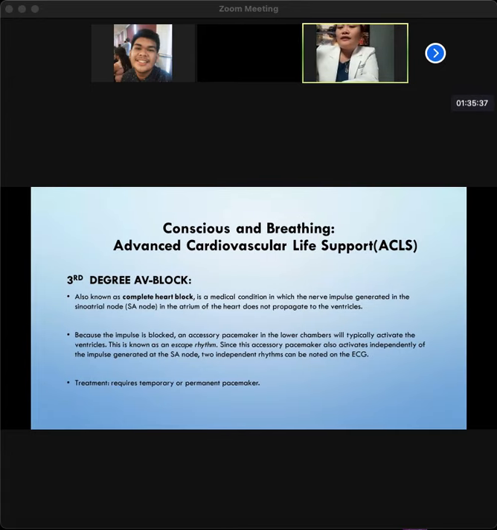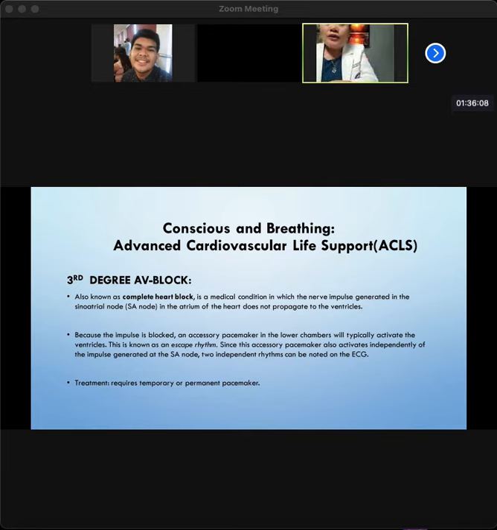Okay. The third degree AV block is also known as a complete heart block. It is a medical condition in which the nerve impulse generated in the sinoatrial node, or SA node, in the atrium of the heart does not propagate to the ventricles. Okay? So, yung dinescuss natin dito, di ba yung type 2, dito yung problema. Sa kanya, wala na talaga. Ito na talaga. Okay? So, complete heart block na.